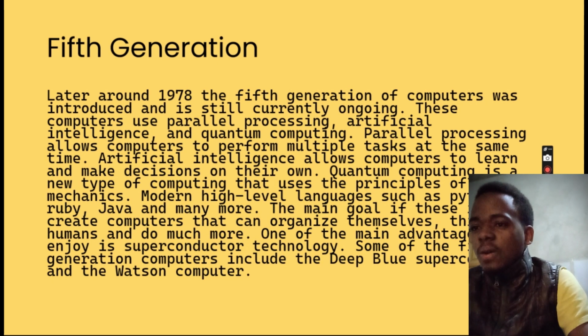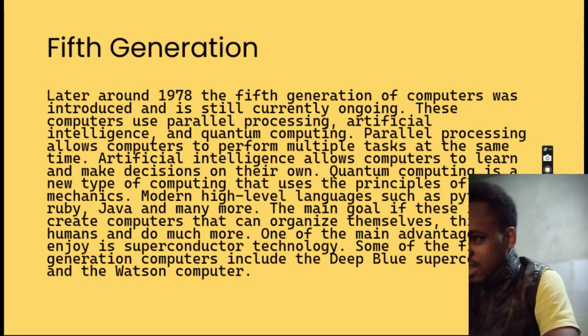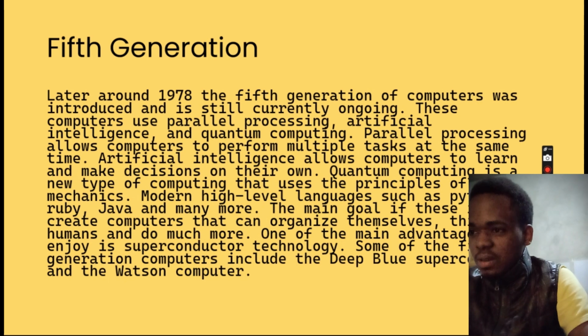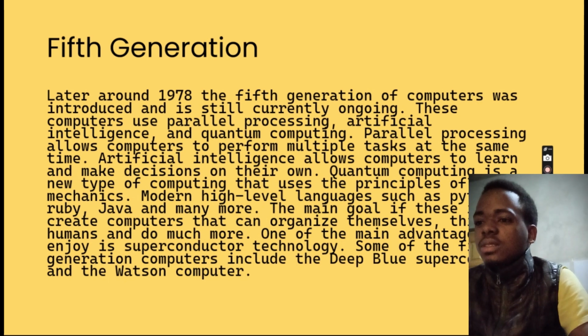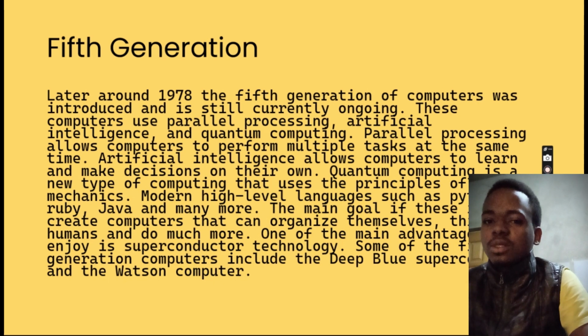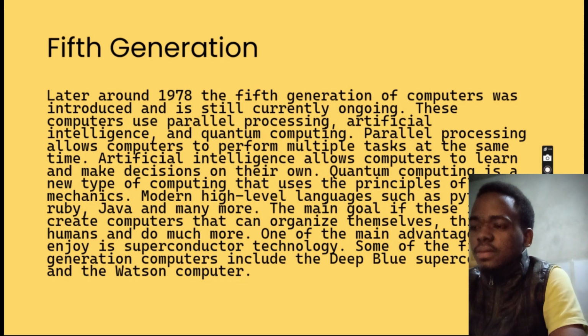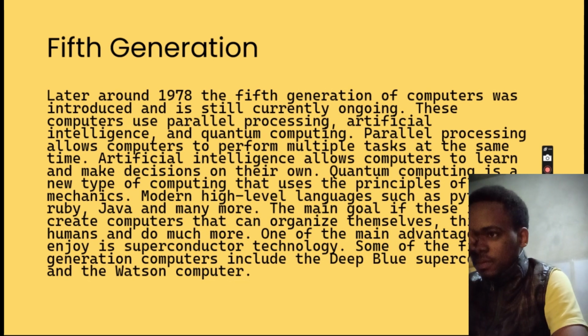Then the main goal of these is to create computers that can organize themselves, think like humans, and do much more. One of the main advantages we enjoy is superconductor technology. And some of the fifth generation computers include the Deep Blue supercomputer and the Watson computer. Okay, that was question 1. Now for question 2.